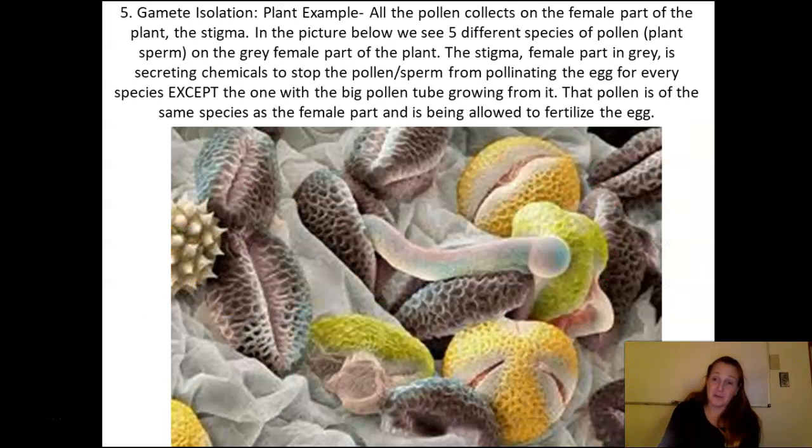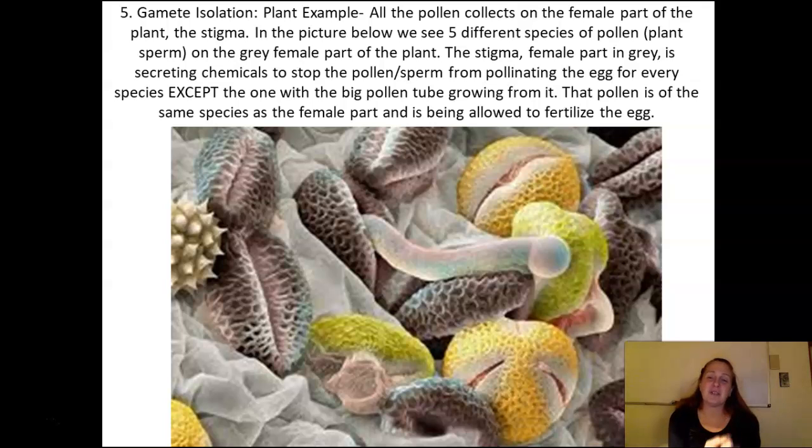And then my favorite one, seeing how much I love plants, is the way plants control fertilization when they're getting pollen, which is essentially plant sperm, from all different kinds of plants. So in this picture, the gray structure is the female part of the plant. And we can see multiple species of pollen. We have a tan, spiky ball pollen, that's ragweed. We've got a bunch of yellow and greenish yellow pollen. And then finally we've got this almost dumpling-looking pollen.